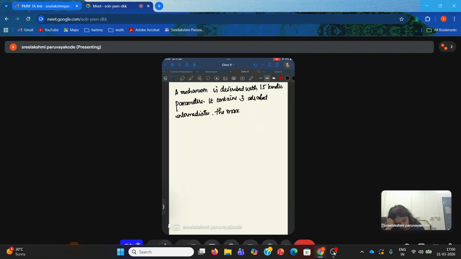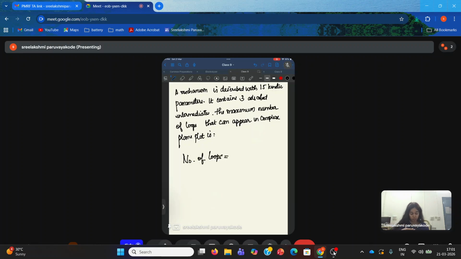The maximum number of loops that can appear in a complex plane plot is, as I said, the number of loops is always equal to the number of adsorbed intermediates. Maximum number of loops, let me be clear: maximum. It can be lesser than this also.